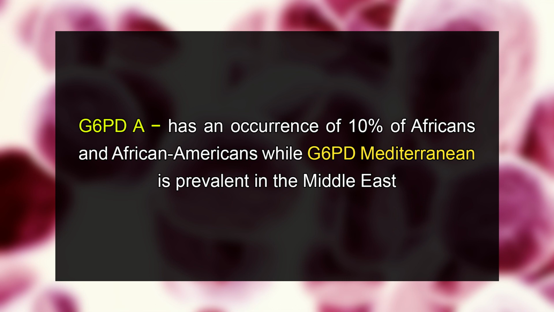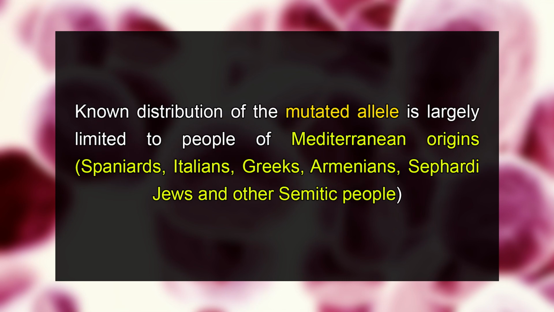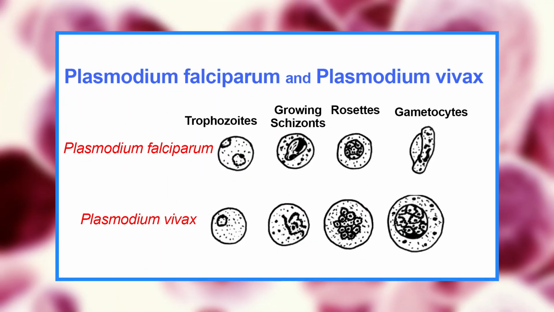G6PD-A has an occurrence of 10% of Africans and African Americans, while G6PD Mediterranean is prevalent in the Middle East population. The known distribution of the mutated allele is largely limited to people of Mediterranean origins. Both variants are believed to stem from a strongly protective effect against Plasmodium falciparum and Plasmodium vivax malarial parasite.